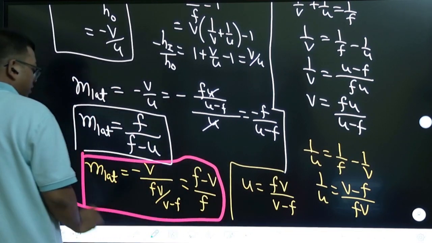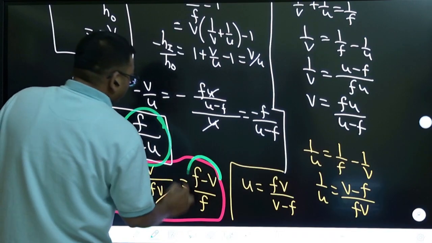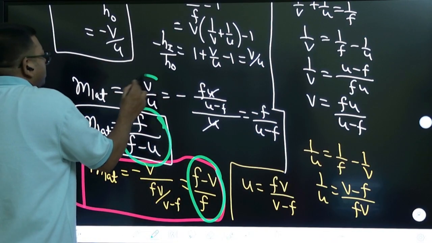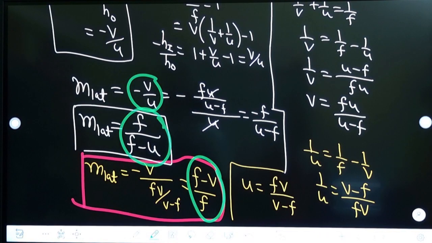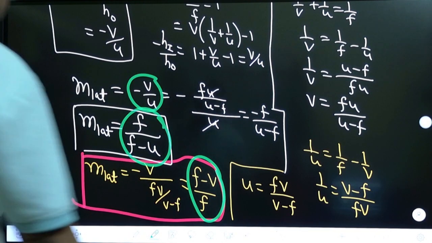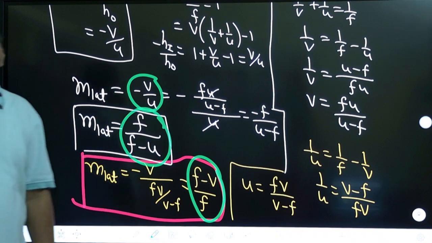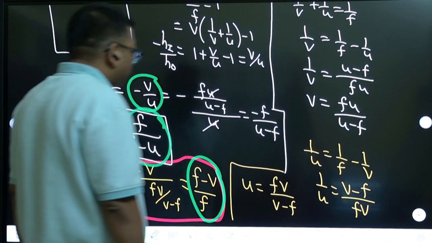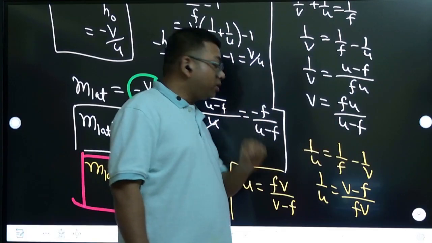So all these formulas are for lateral magnification, depending on what you are using: f by f minus u, or f minus v by f, or minus v by u. All these formulas are for lateral magnification, right? Done? Clear? Understood? Done. Okay, then what next? Next is, so the mirror formula is over, magnification is done. Then there is a longitudinal magnification that we also need to understand.